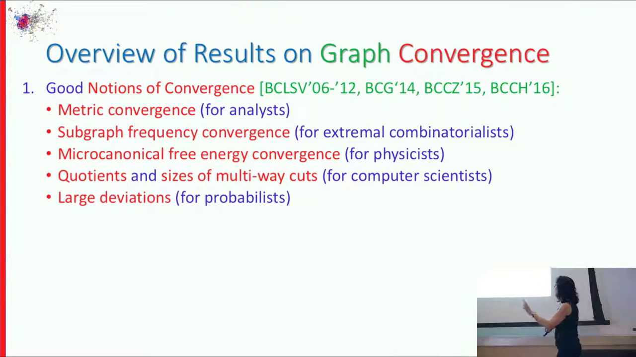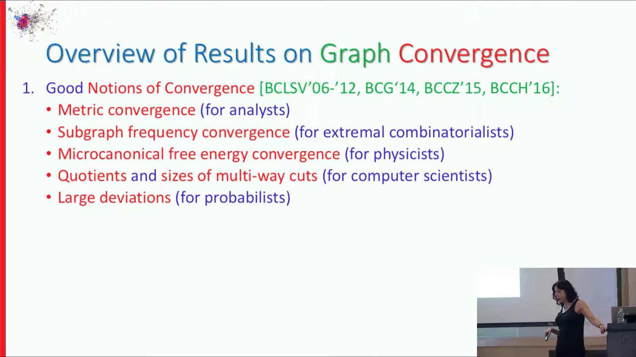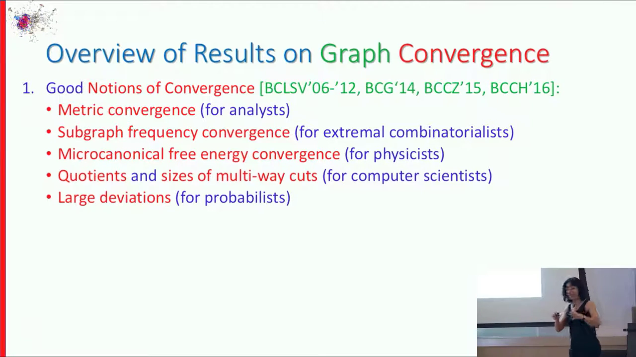So there are all kinds of notions of convergence which we came up with for different circumstances. The amazing thing, the thing that made us super happy about this, was that, at least for dense graphs, all of these notions turned out to be the same. Which makes you believe you're really on to something if a priori very different ways of defining a limit lead to the same limit.